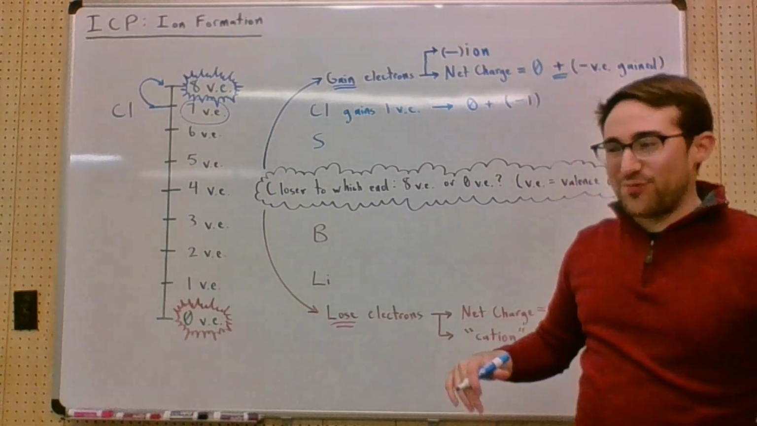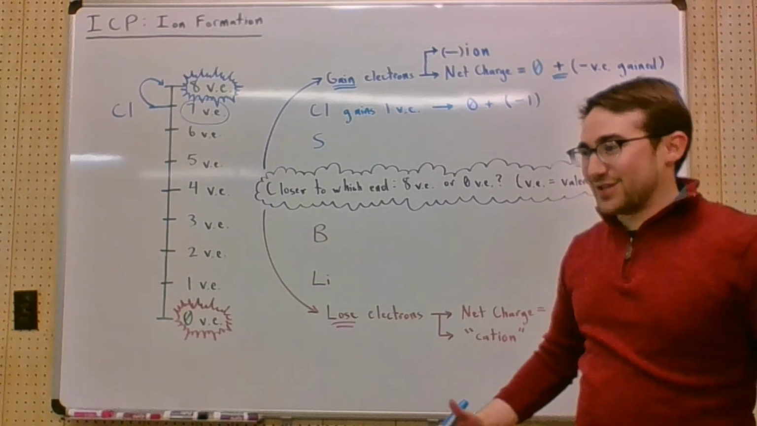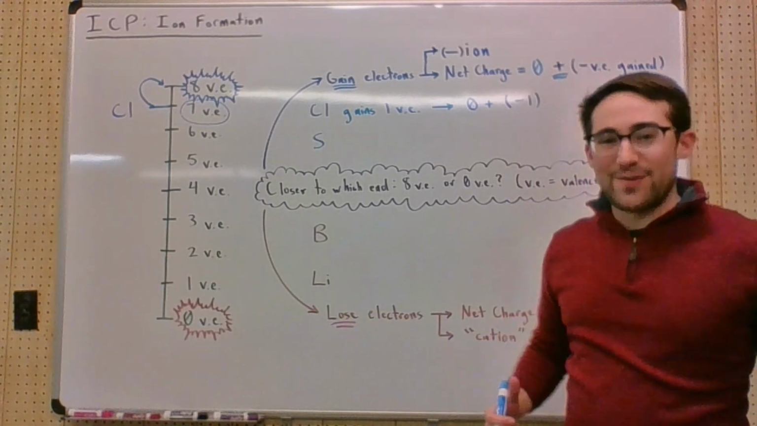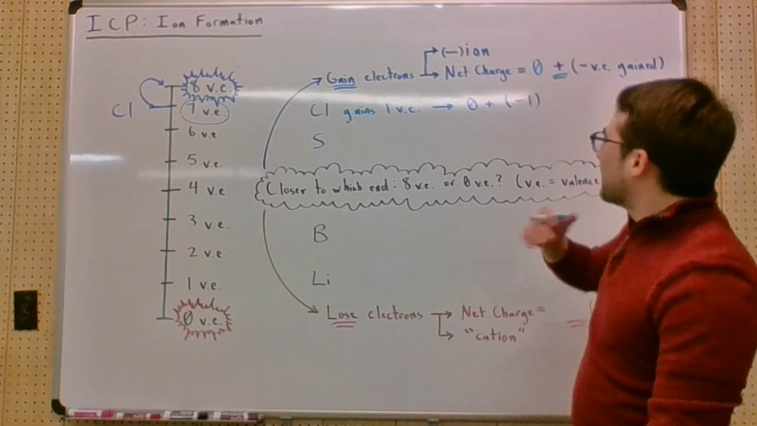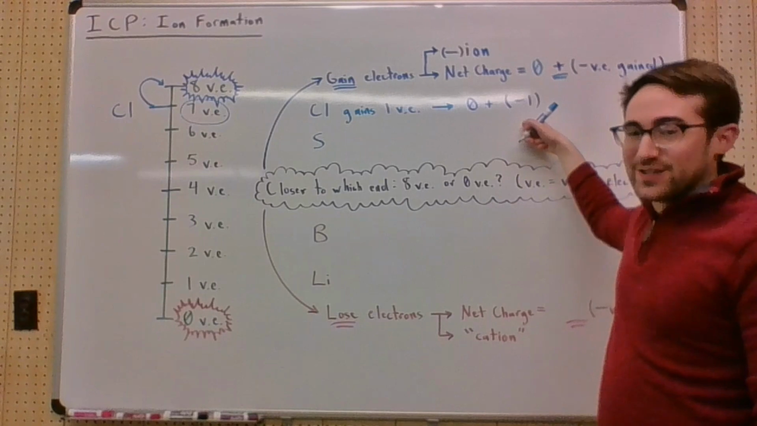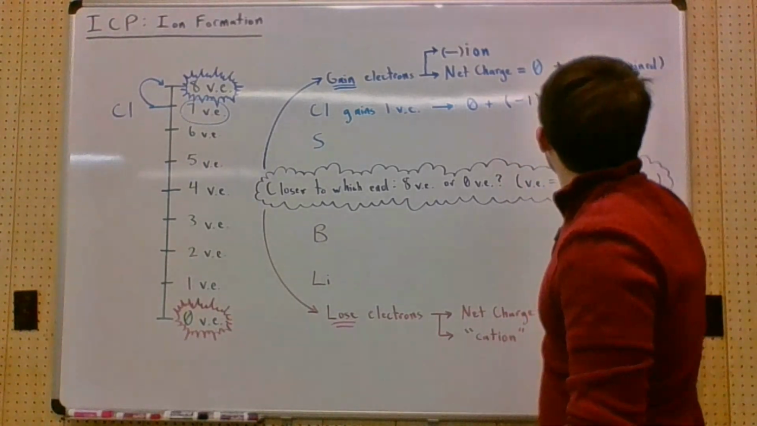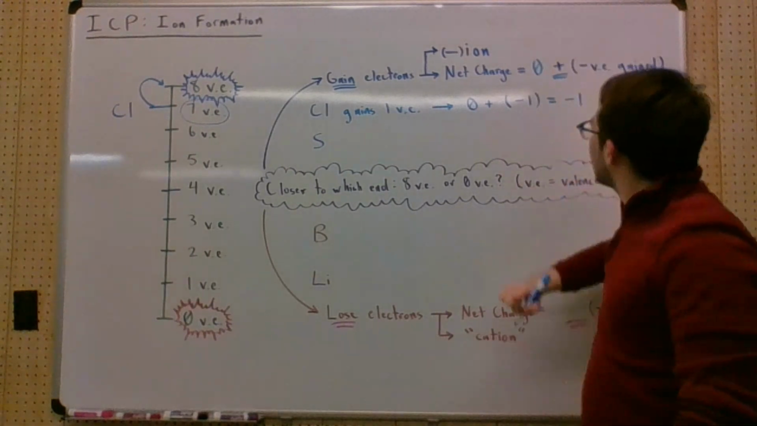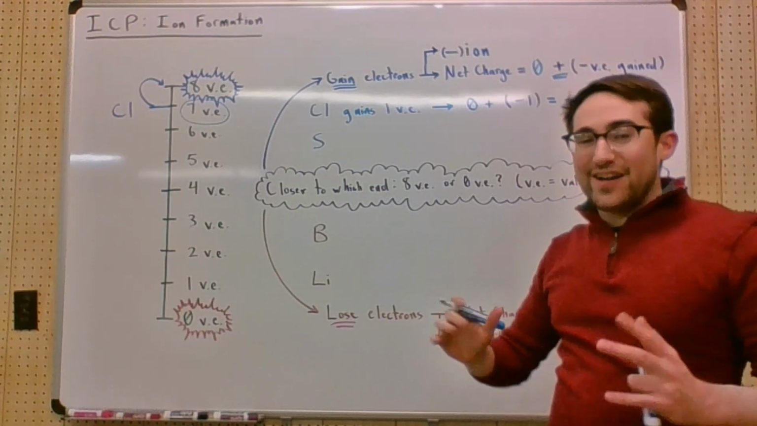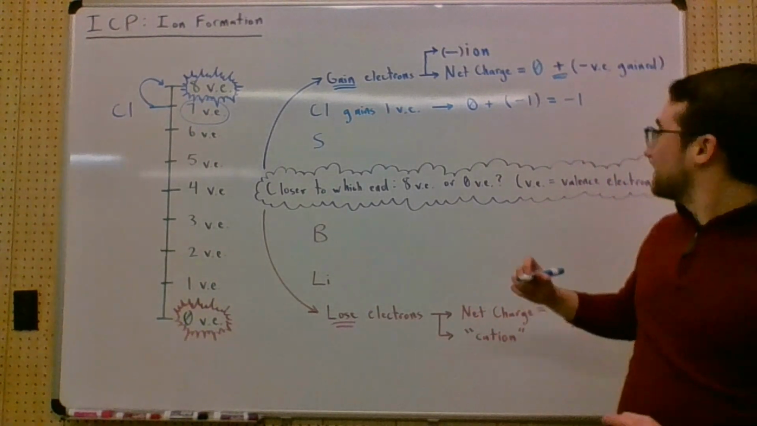It's kind of like when you get an extra homework assignment you weren't expecting, or you get told to do more chores than you were planning and you want to do something fun. You gain something, but it's negative. So our chlorine is going to be more negative. 0 plus a negative 1 is going to be negative 1. Okay? So this chlorine ion is going to have a negative 1 charge. That's what this means.